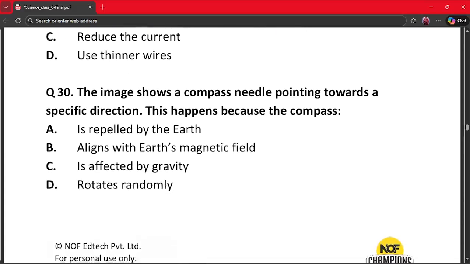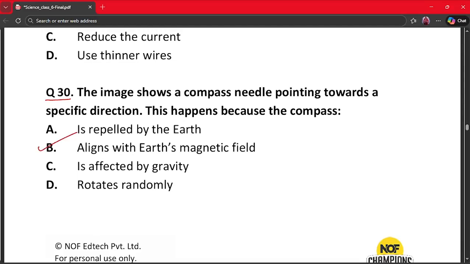Our next question is question number 30. The image shows a compass needle pointing towards a specific direction. This happens because the compass A. Is repelled by the earth. B. Aligns with earth's magnetic field. C. Is affected by gravity. And D. Rotates randomly. The correct answer is option B.